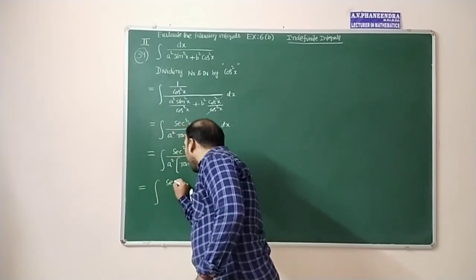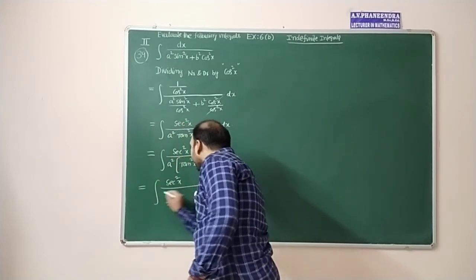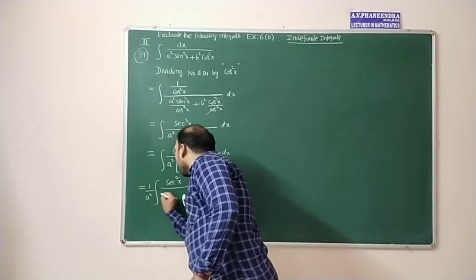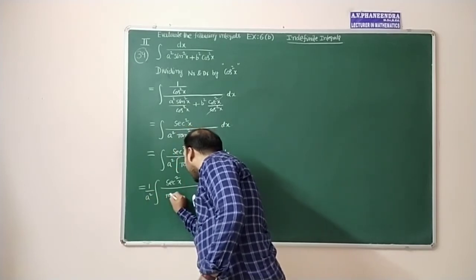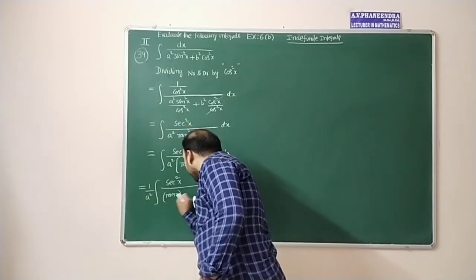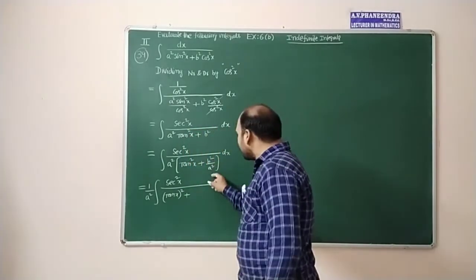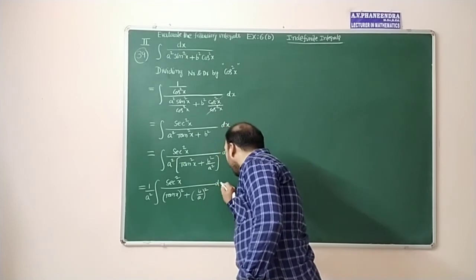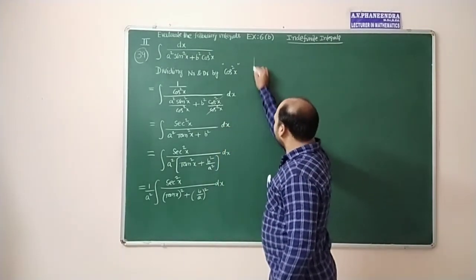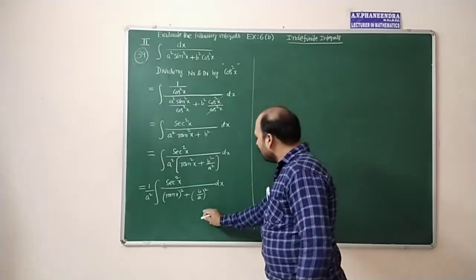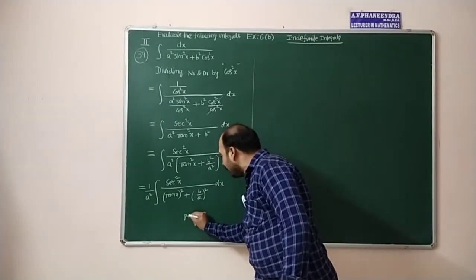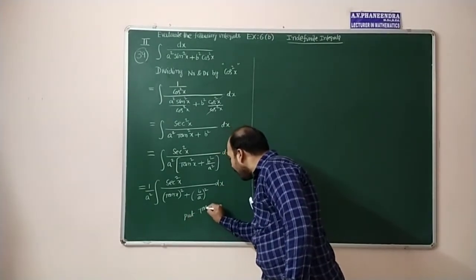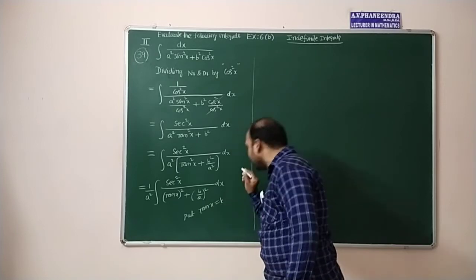Integral secant square x divided by tan square x can be written as tan x whole square, plus b square by a square can be written as b by a whole square, into dx. After completing this step, put tan x is equal to t.